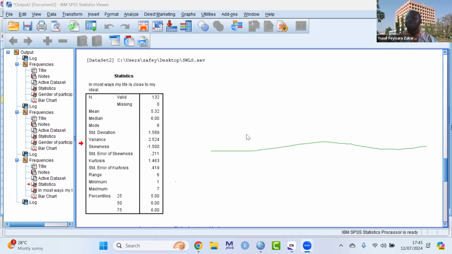Half of the distribution is what? Tell me. Half of the distribution is what? I want you to say it from what you have here. Is it the mean? Is it the mode? Is it the median?